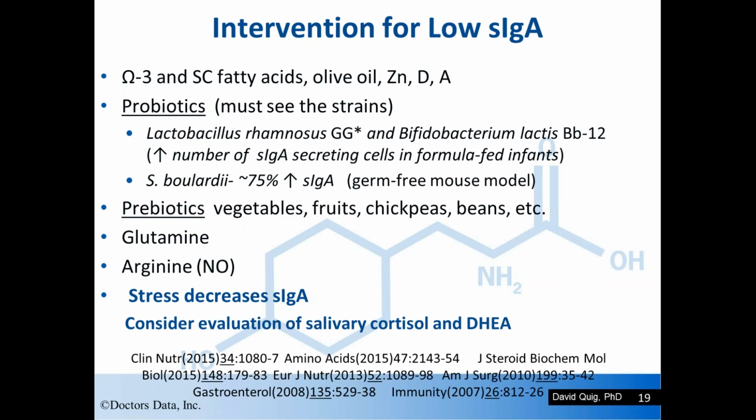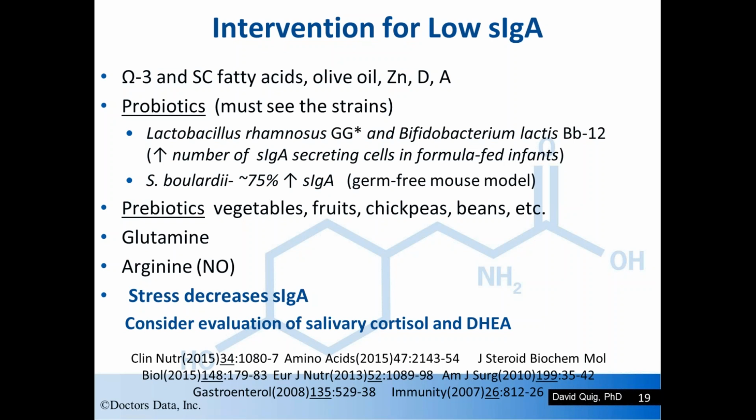Also prebiotics from vegetables, fruits, chickpeas, beans, glutamine, and arginine because of its production of nitric oxide, but do be mindful of the many patients that have herpes. Arginine is not good to give to people with the herpes virus.